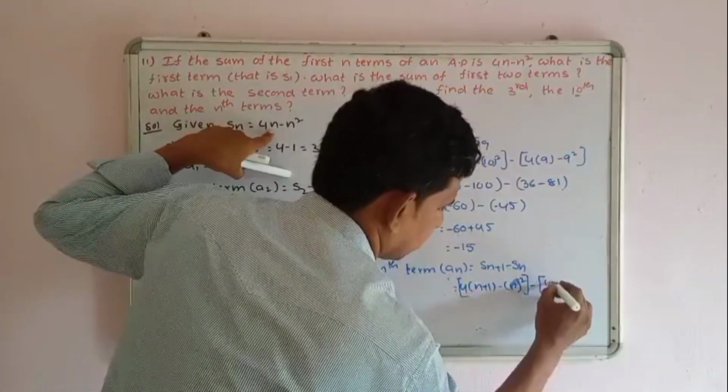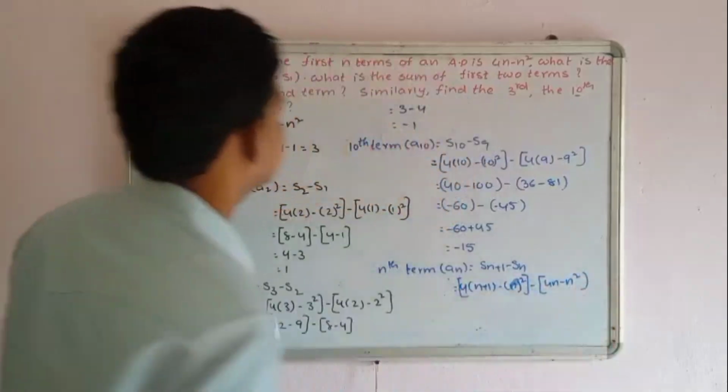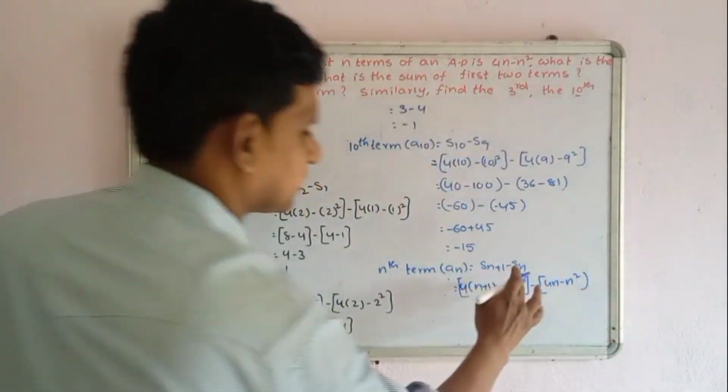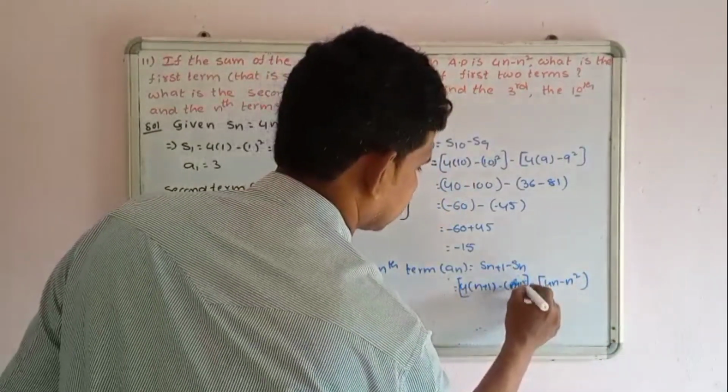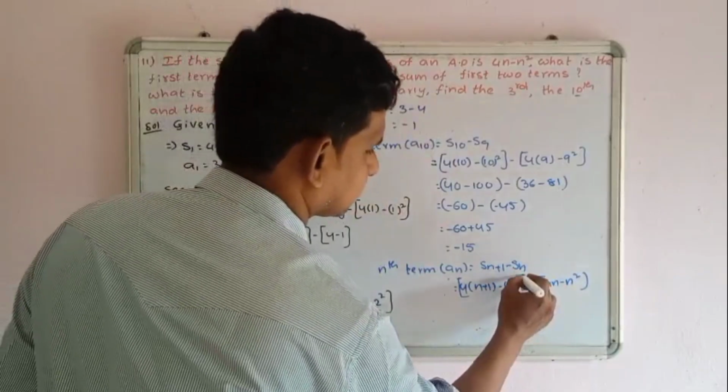Sn value is 4n minus n square. So replacing n with n plus 1, we get 4 times (n plus 1) minus (n plus 1) whole square. Here, Sn plus 1 equals 4(n plus 1) minus (n plus 1) whole square.